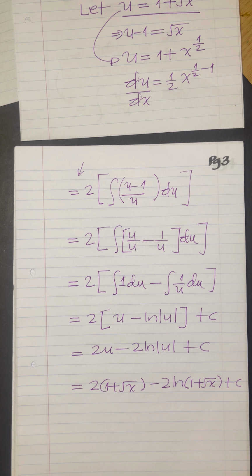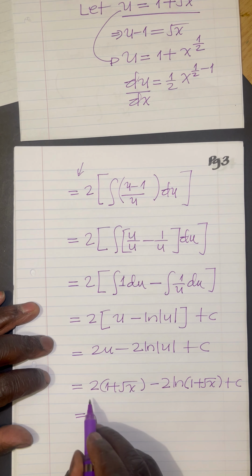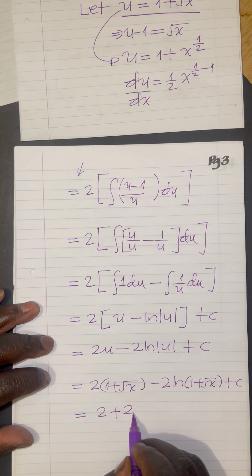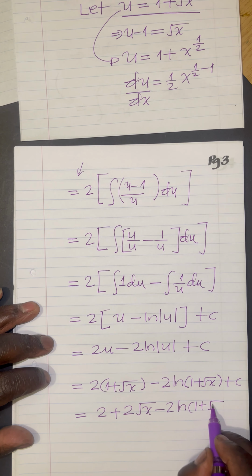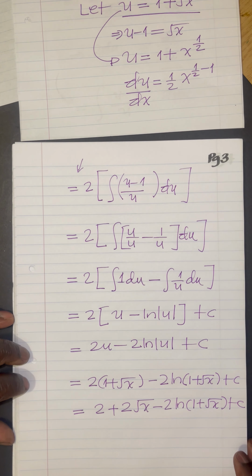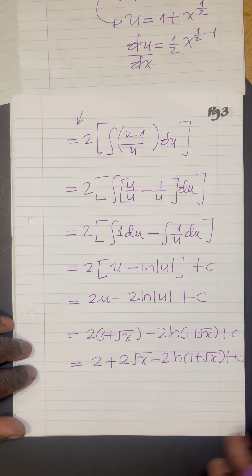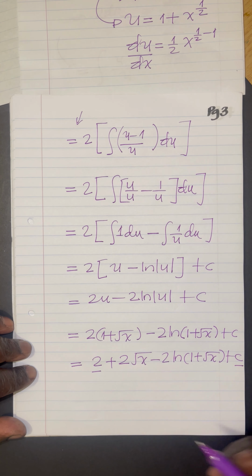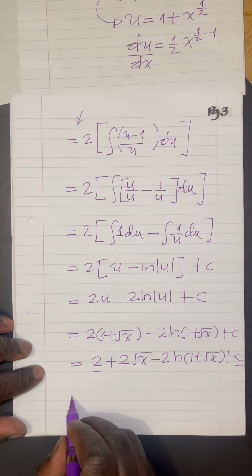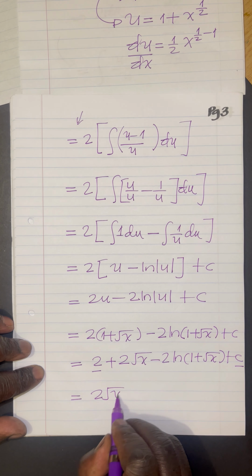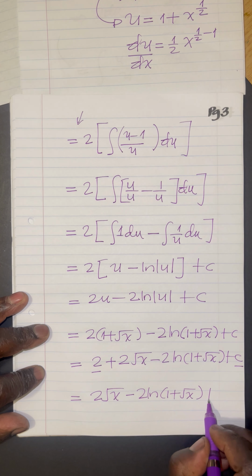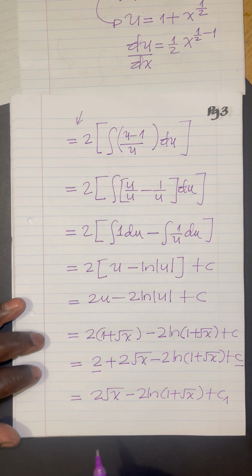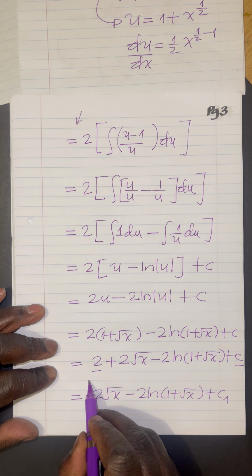Now this would be the final stage, but I want to show you that this can simplify a little further. Distribute the 2, so that's 2 plus 2 square root of x minus 2 natural log of 1 plus square root of x plus c. Notice the 2 and the c are constants, so I can just combine them into c1, for example. So this would be something like 2 square root of x minus 2 natural log of 1 plus square root of x, and then plus something like c1 or c star. So this would be the final solution.